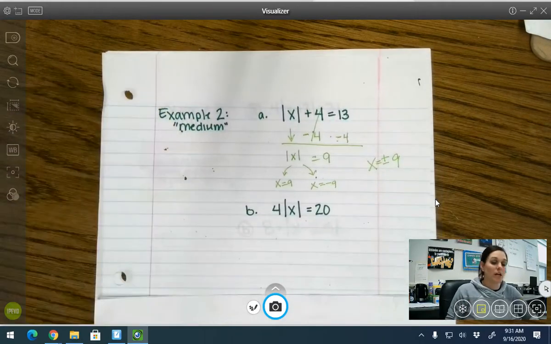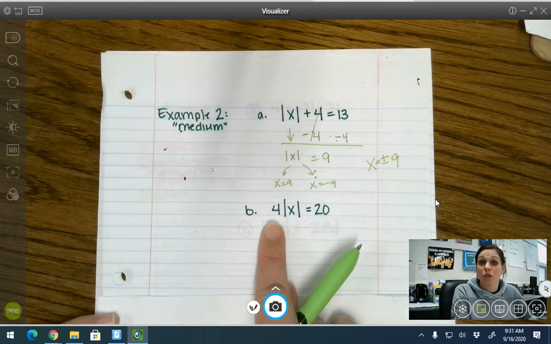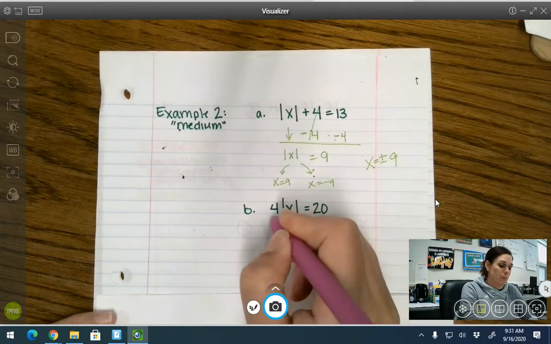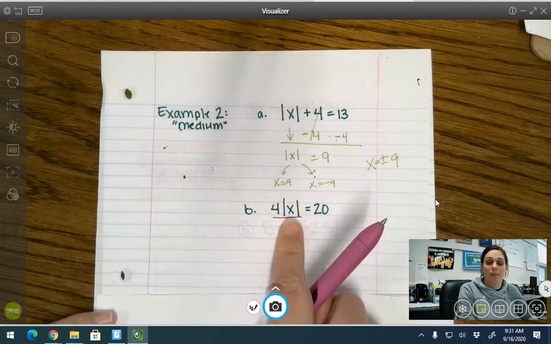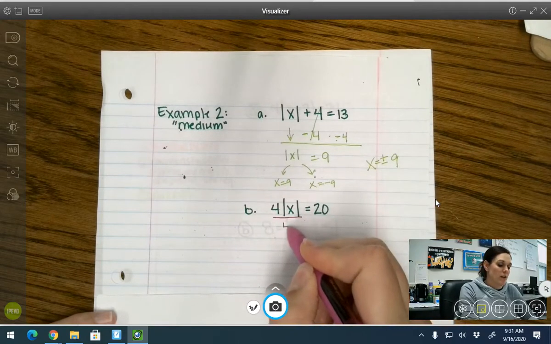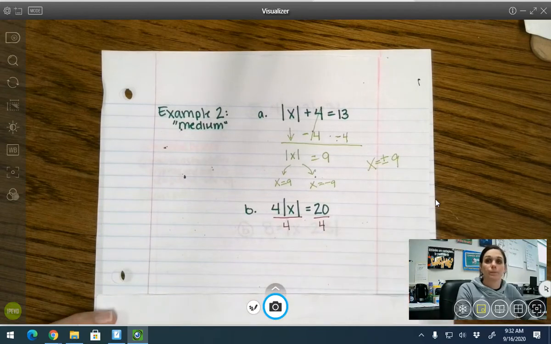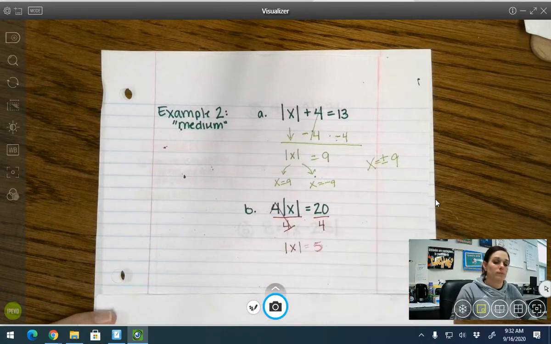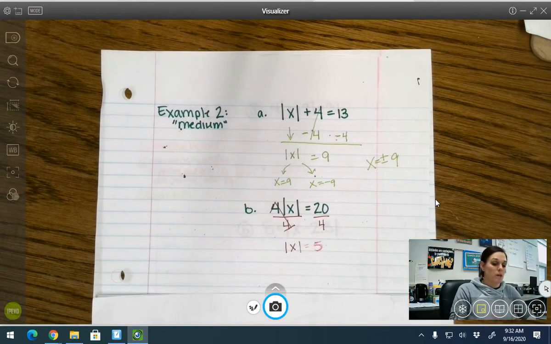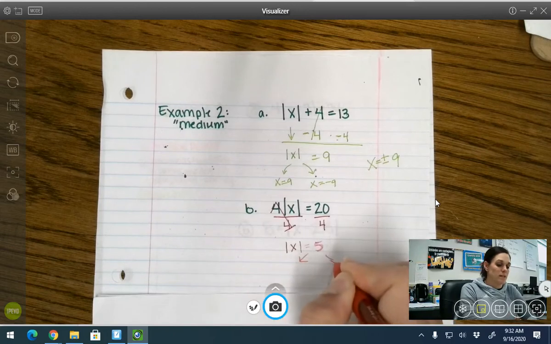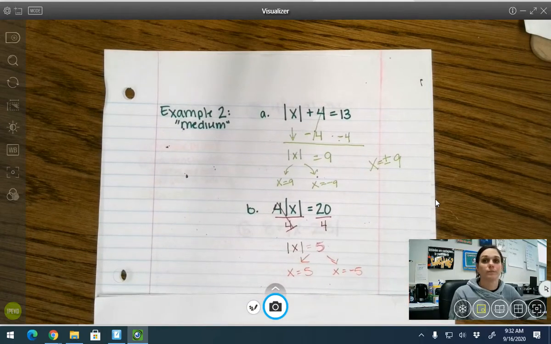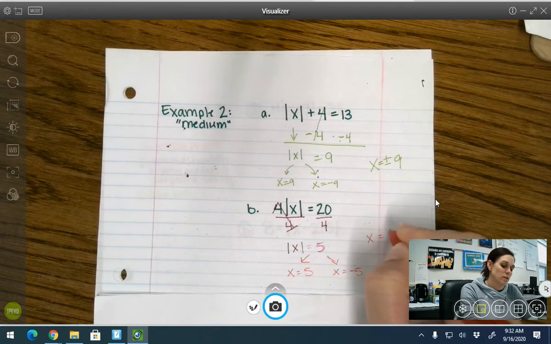All right, so let's do another one here. We would treat this as multiplication because it's touching. So to undo multiplication, we're going to divide. So we have 4 times the absolute value of x equals 20. So we're going to divide both sides by 4. 4 divided by 4 makes 1. So we get the absolute value of x equals 5. So then again, we slice and we dice, and then x equals 5, and x equals negative 5. So we can record our answer as x equals plus or minus 5.